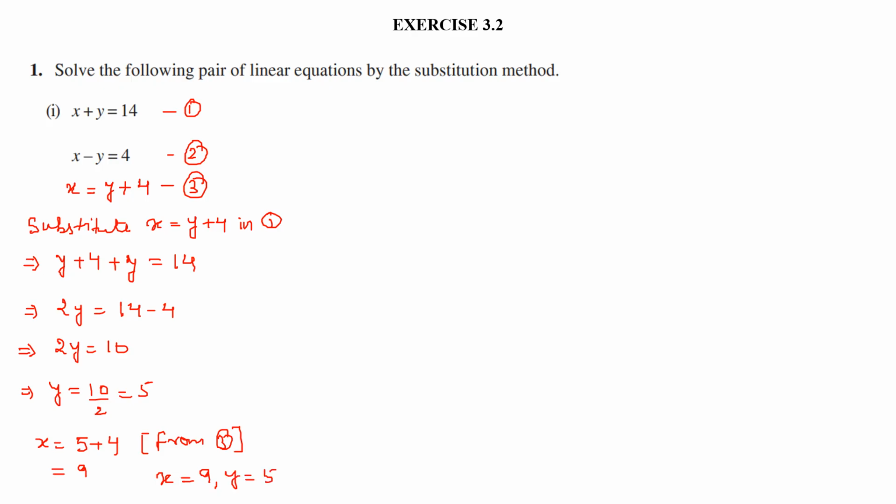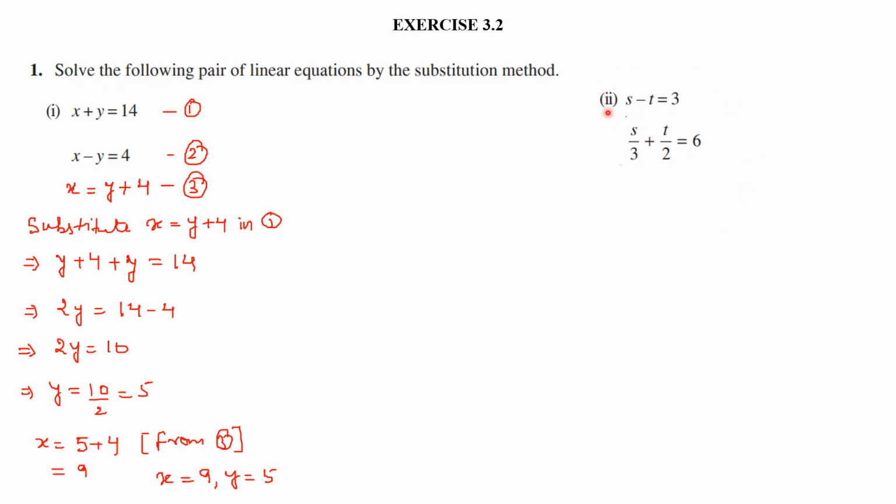And you can quickly check. Put the value of x as 9 and y as 5 in first equation. You will see 9 plus 5 is 14 and your RHS is also 14. And if you put it in the second equation, 9 minus 5 is 4. Your RHS is also 4. It means your answer is correct. Okay, so now moving to the second part of it.